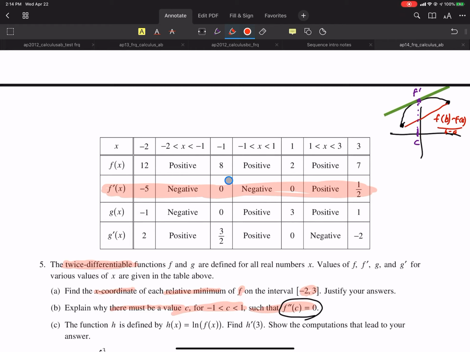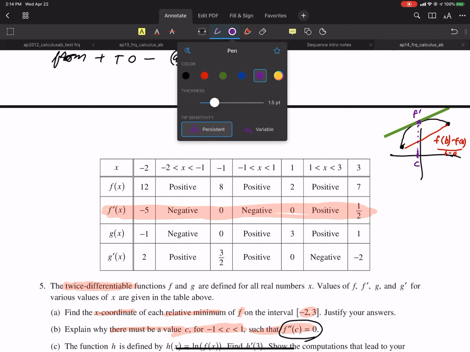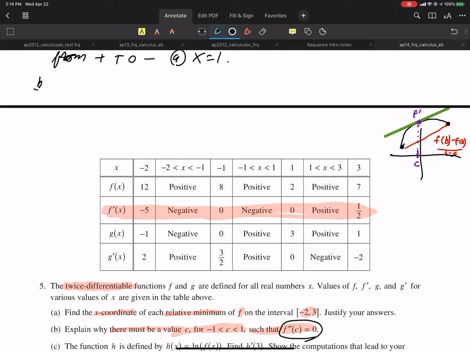We go from 0 to 0. The y value of the first derivative goes from 0 to 0. Therefore, the slope between those points clearly will be 0. So we have everything we need. Let's explain all of that. First we need continuity and differentiability. This says twice differentiable, so we can say f prime is differentiable.